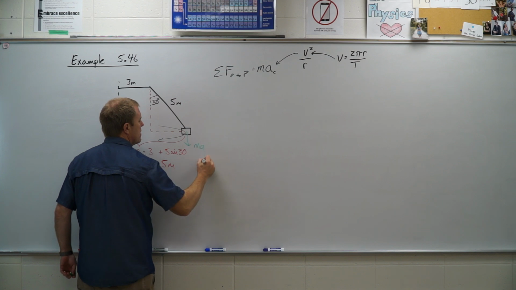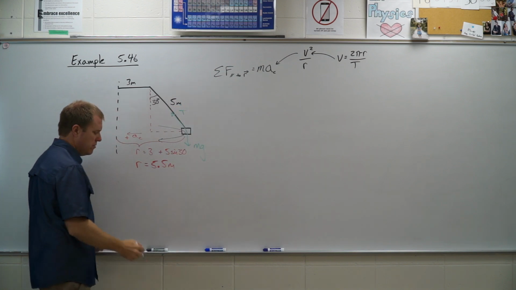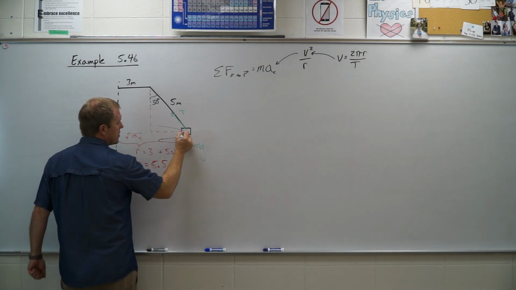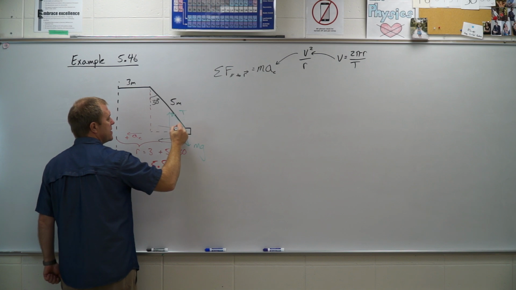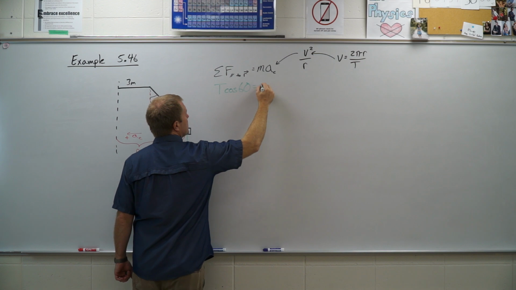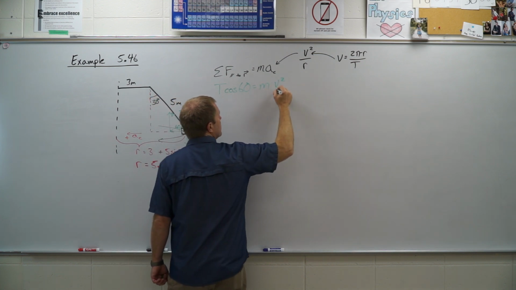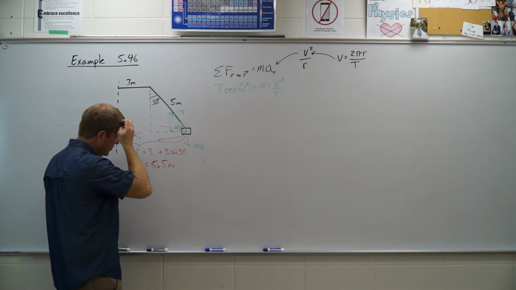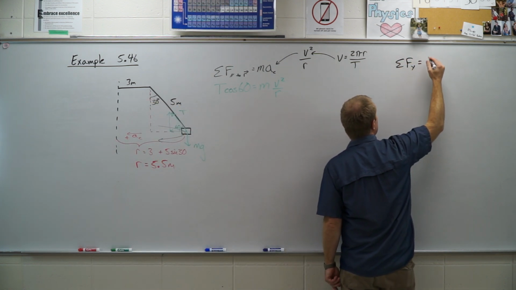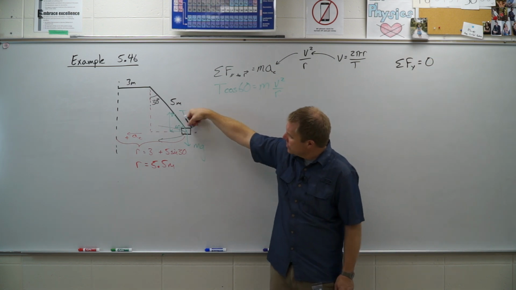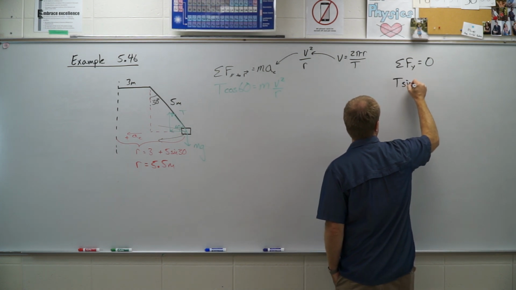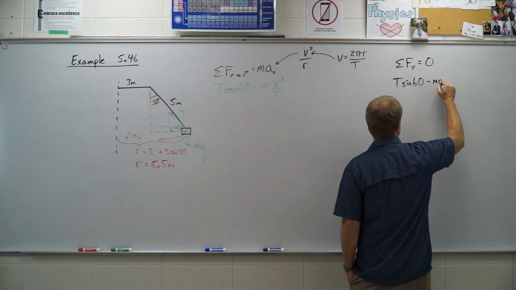So I got mg, and I have tension. A portion of that tension is acting radially inward, so that'll be tension cosine of, in this case, 60 degrees. So I have tension cosine of 60 equals MAC, which I'll make my substitution V squared over R right away. In the Y direction, the sum of the forces is going to be 0. They're not changing their angle, it's a constant angle there. So I have tension sine of 60 minus mg equals 0.